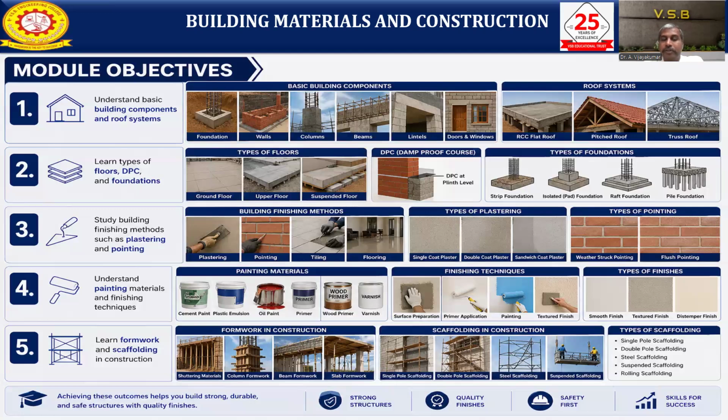Then students learn the different types of formwork and scaffolding in construction. In formwork, there are shuttering materials, column formwork, beam formwork, and slab formwork. We have different types of scaffolding: single pole, double pole, steel scaffolding, and suspended scaffolding. So the main objective of this module is to help students build strong, durable, and safe structures with a quality finish.